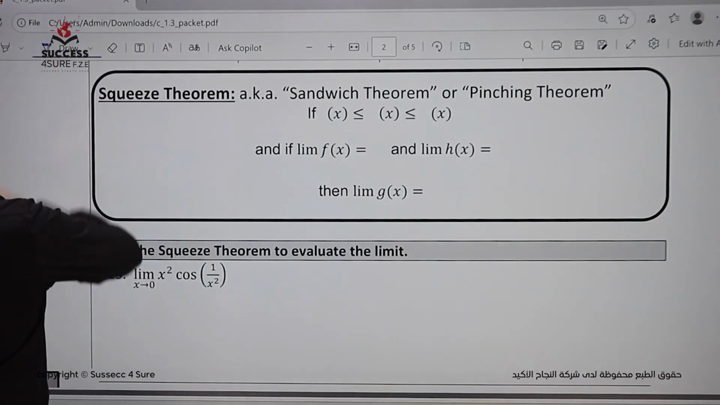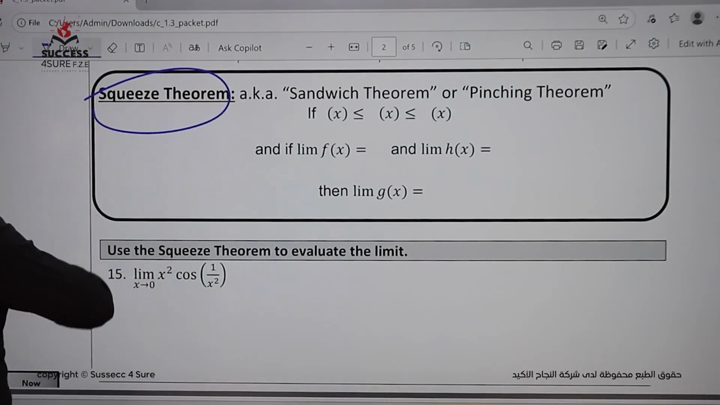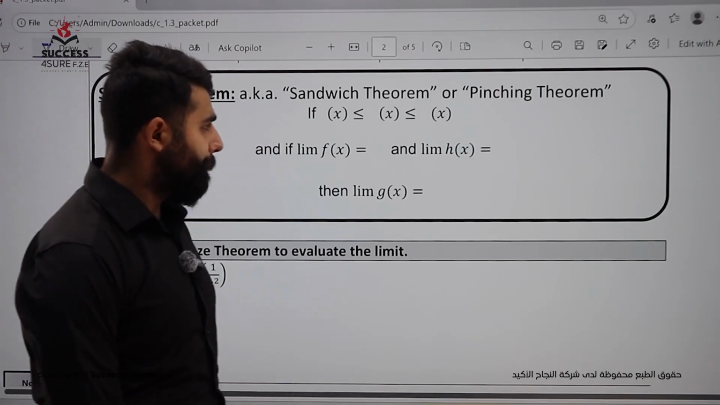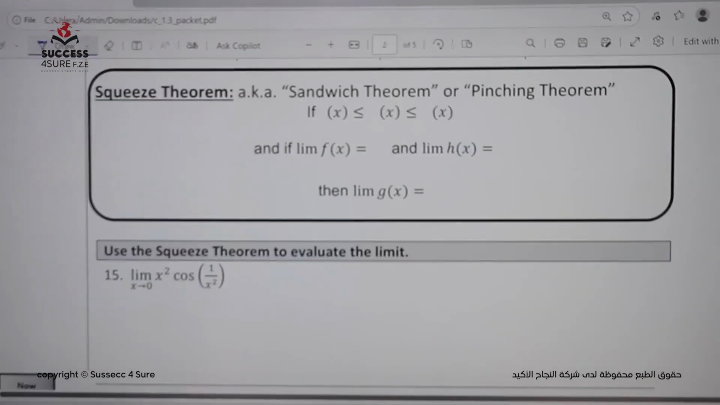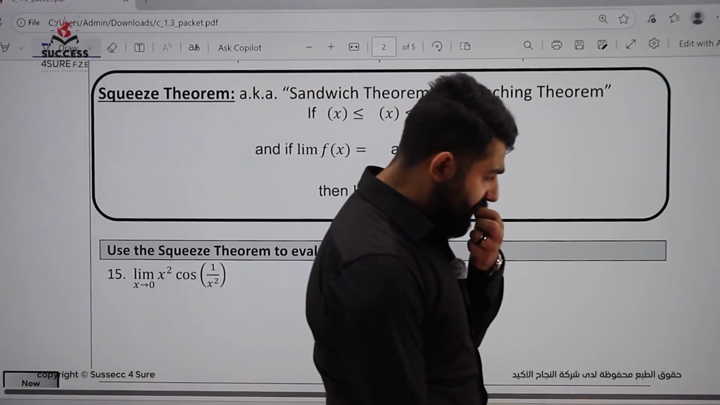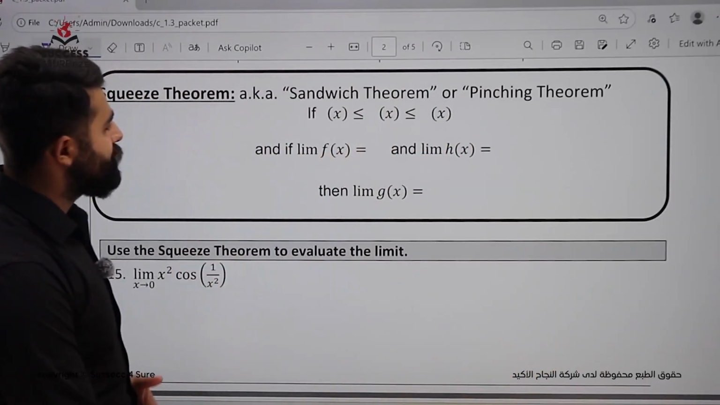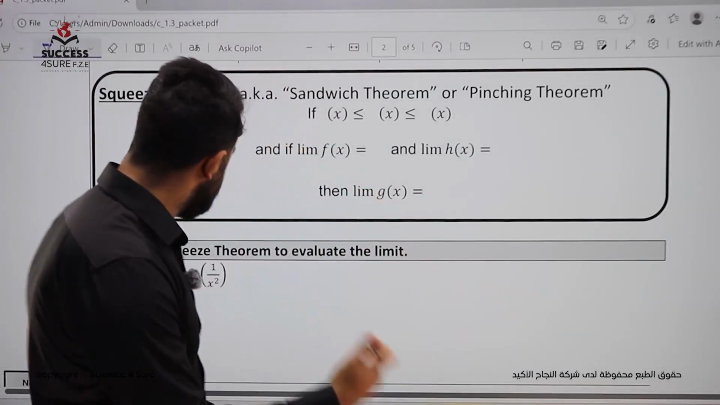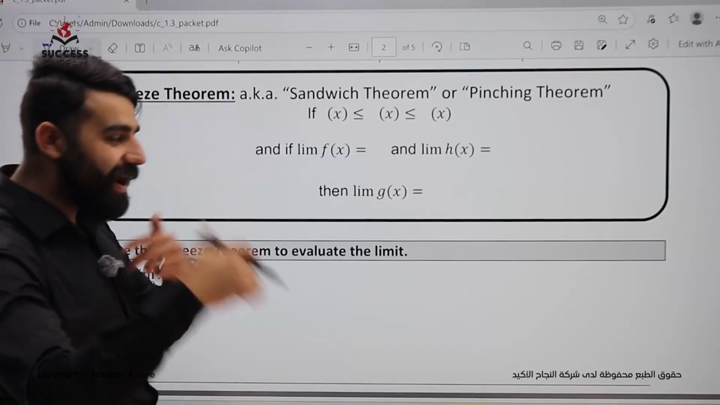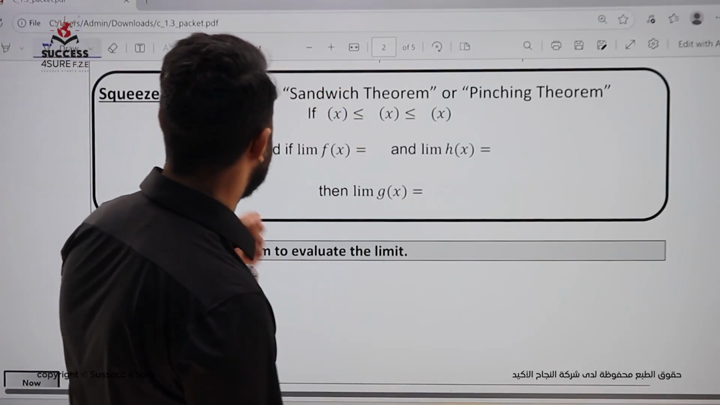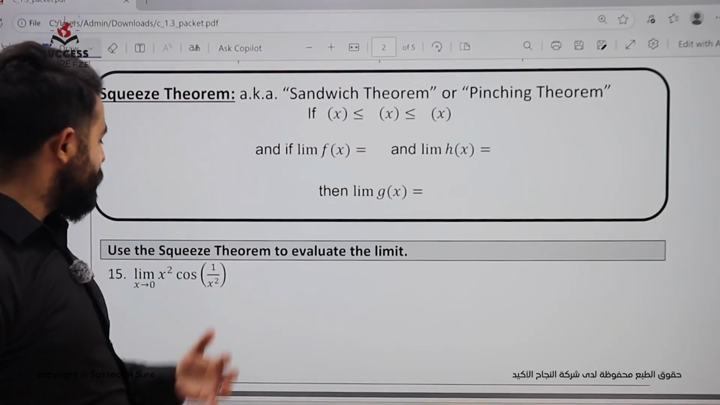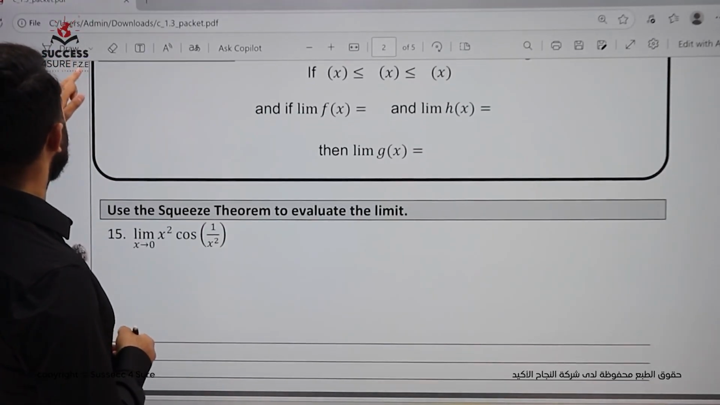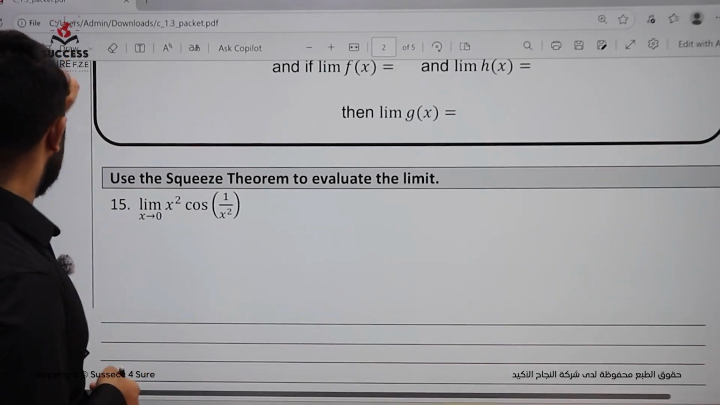Now, today we're going to talk about the squeeze theorem. The theory of the squeeze theorem, or the sandwich theorem, or pinching theorem, states that if you can put a function between two values, that means the limit for that function is equal to the limit of these values. I know talking about the theory is the most difficult thing in mathematics, but if you want to apply that theory, this is one of the easiest things that you can do. All right? So let's solve this question.